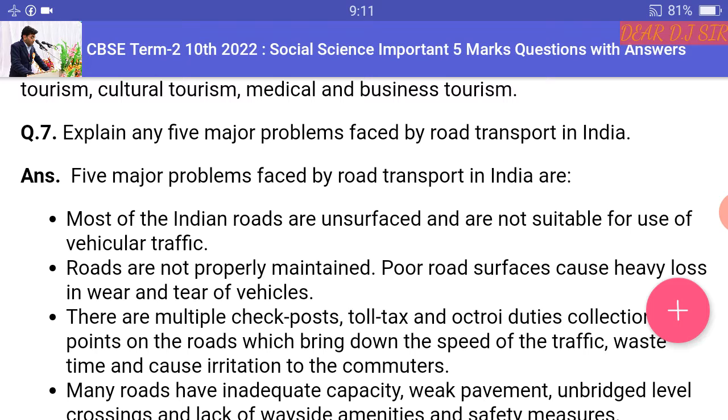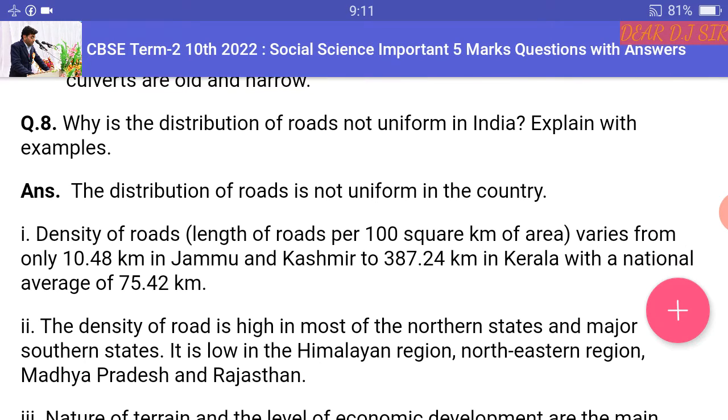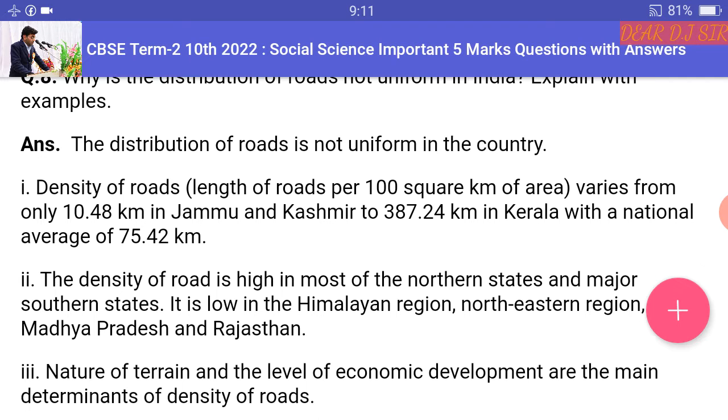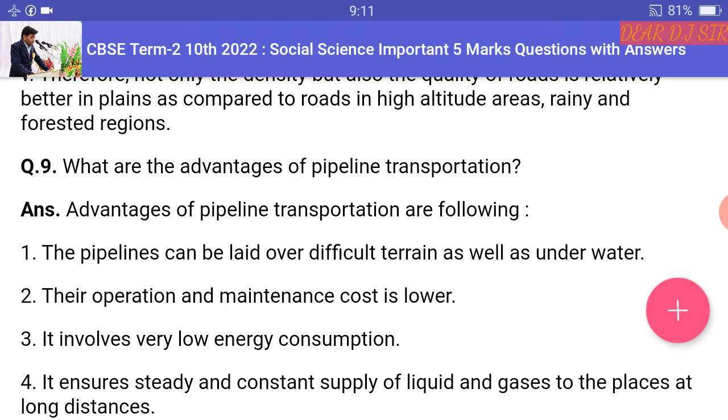Here the seventh question is, explain any 5 major problems faced by road transport in India. Eighth question is, why is the distribution of roads not uniform in India? Explain with example. Here the ninth question is, what are the advantages of pipeline transportation?